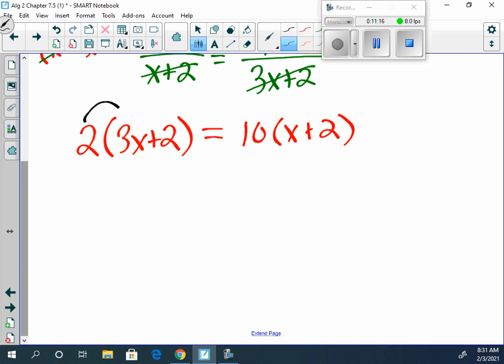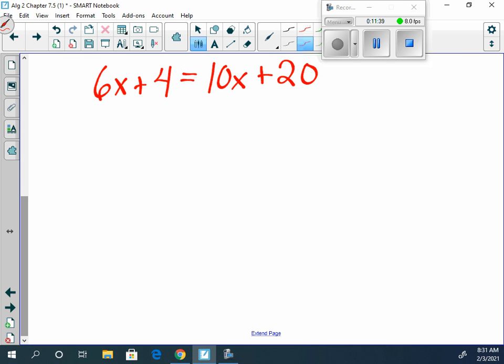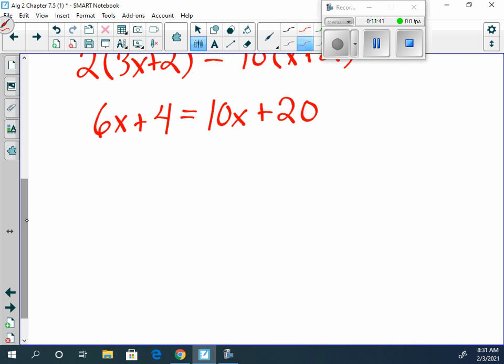Yes. Okay, we're going to have to distribute again. Now 2 times 3x will give us 6x. 2 times 2 is plus 4. On the other side, we'll do 10 times x, which is 10x, and now what can we do?